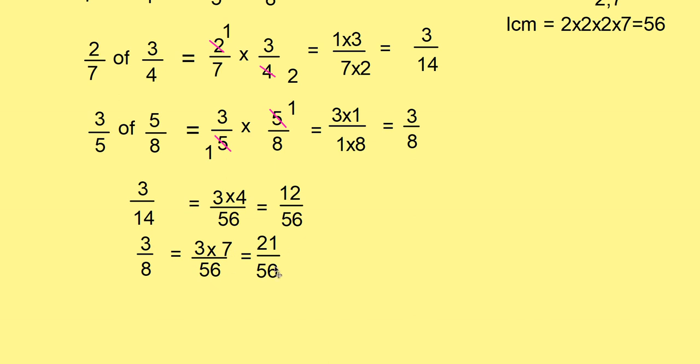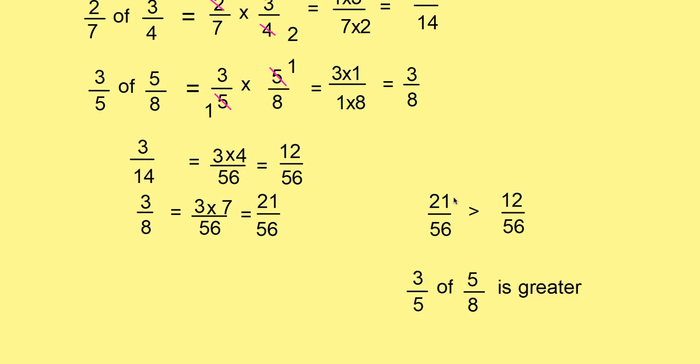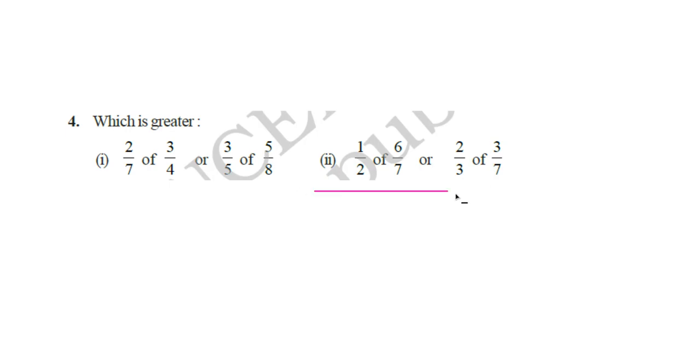Now here it is very clear 21 is greater than 12. Therefore 21 by 56 is greater than 12 by 56. So 21 by 56, which is equal to 3 by 8, that is 3 by 5 of 5 by 8. So you can write 3 by 5 of 5 by 8 is greater. Same way, one more question is there in the textbook. Half of 6 by 7 or 2 by 3 of 3 by 7. Do find it out.